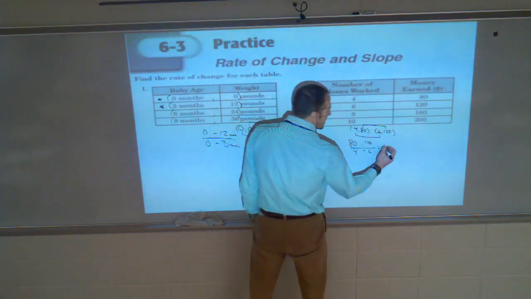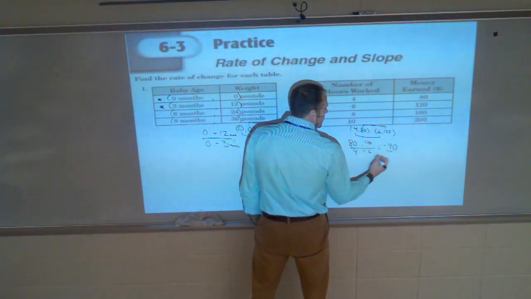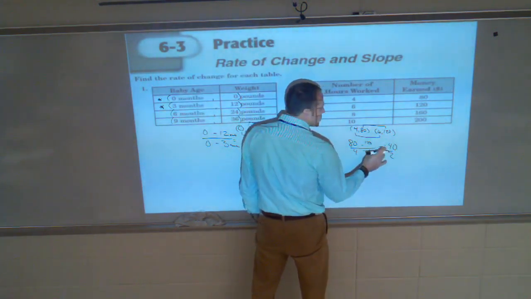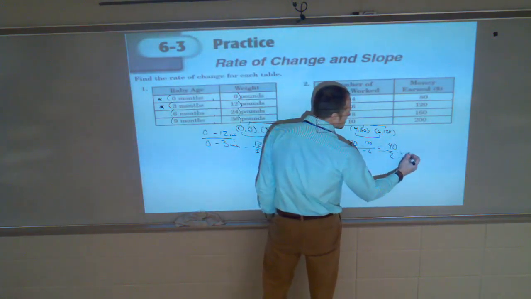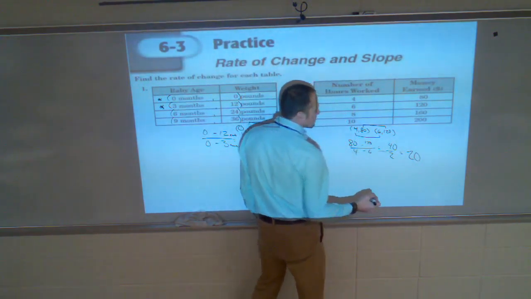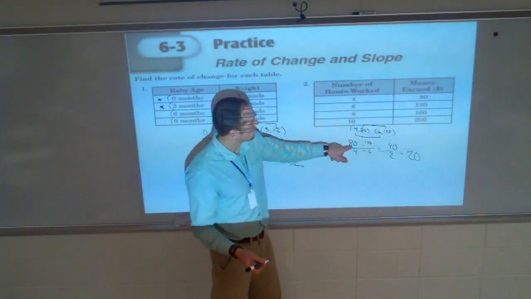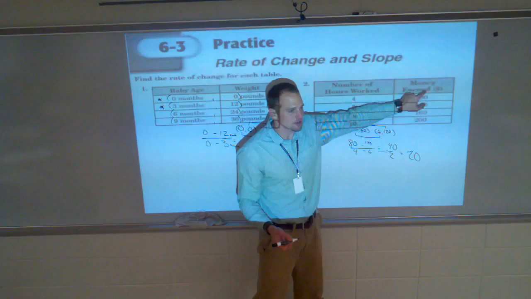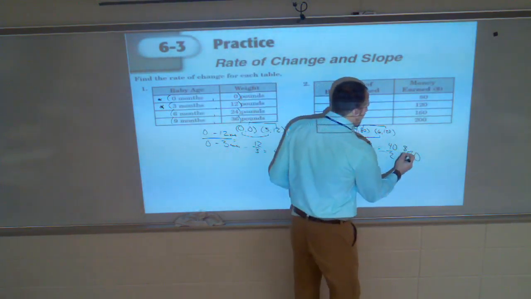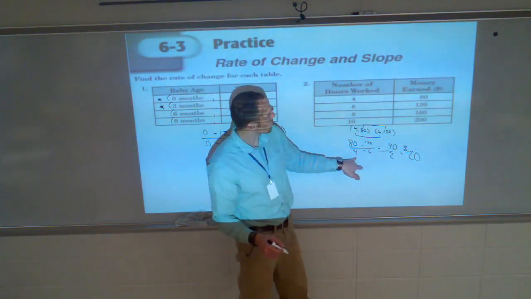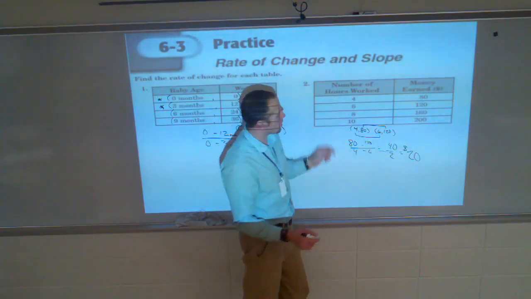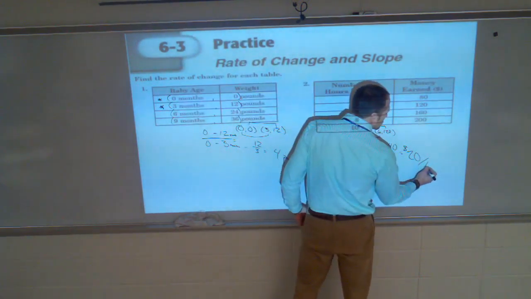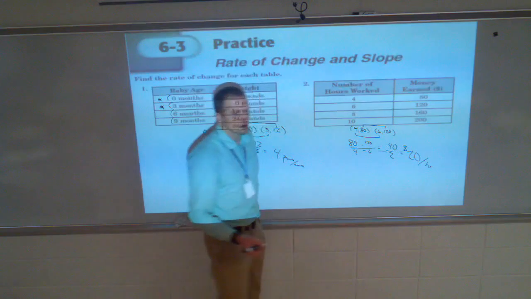80 minus 120 is negative 40. 4 minus 6 is negative 2. A negative over a negative is a positive. Divided out, it's going to be 20. Now let's go back and find the units. 80 and 120. Over here, that was dollars. So that's going to be on the top. On the bottom, 4 and 6, that was hours. So this is $20 per hour.